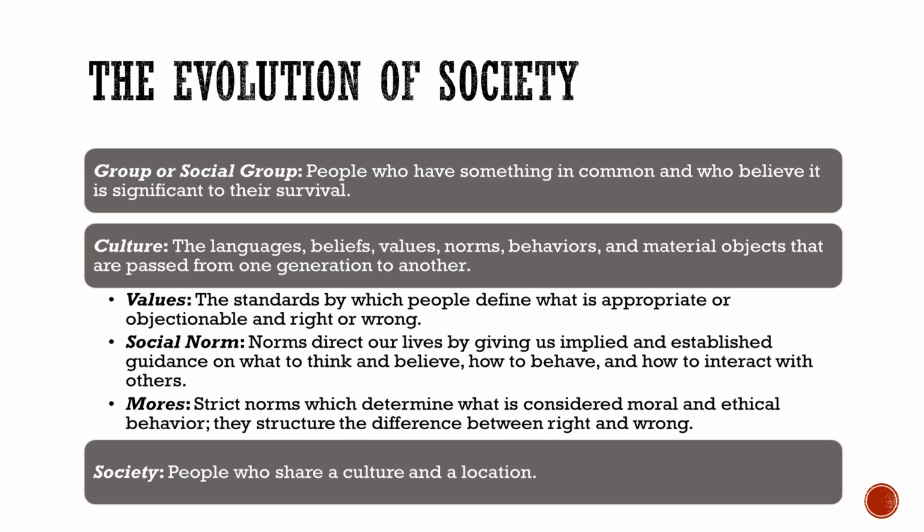Mores are strict norms which determine what is considered moral and ethical behavior. They structure the difference between right and wrong. And we tend to consider these as laws. These are the things that are so important to a society that we write them down, that there are open punishments against these things. So let's kind of take an example.